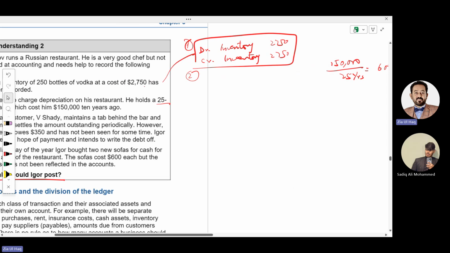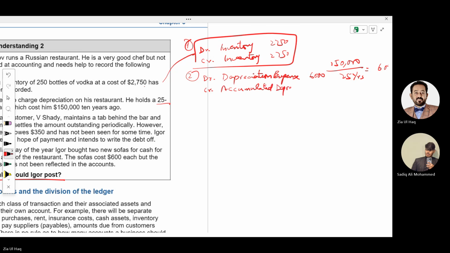So what is the accounting entry for depreciation? Depreciation expense debit with 6,000, and accumulated depreciation credit with 6,000. Number 3.